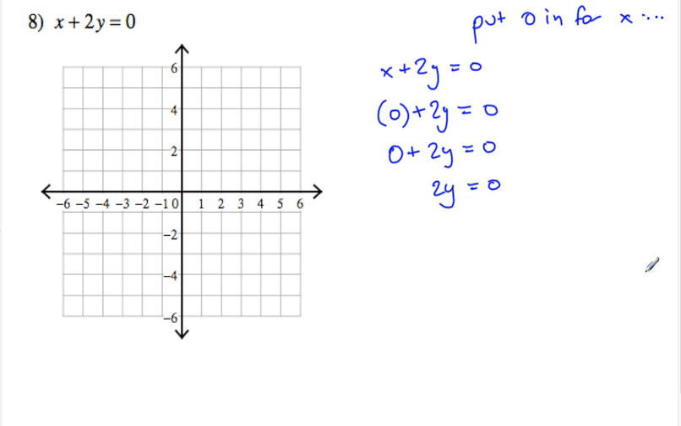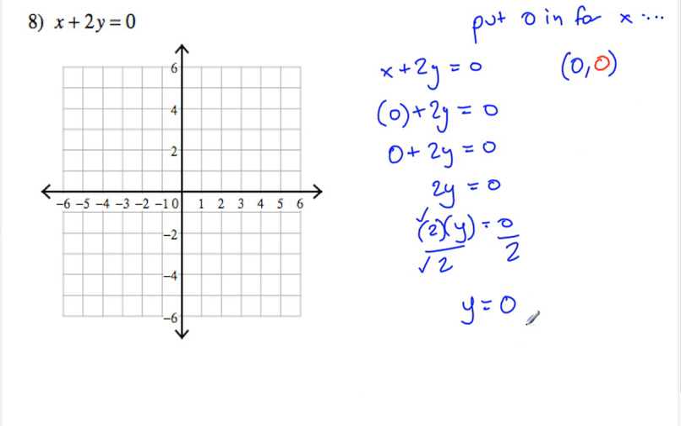Okay, so let's see, 2 times y equals 0. The opposite of times is divide. I divide both sides by 2. These cancel out and I get y equals, how many 2's go into 0? Well, nothing goes into 0, so y equals 0. So if I put in 0 for x, I end up with 0 for y.